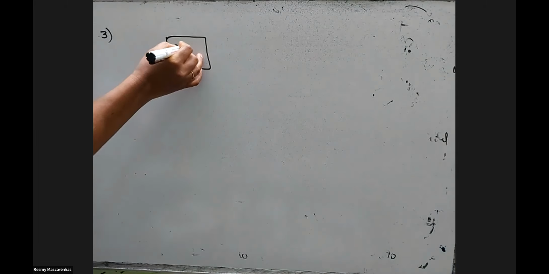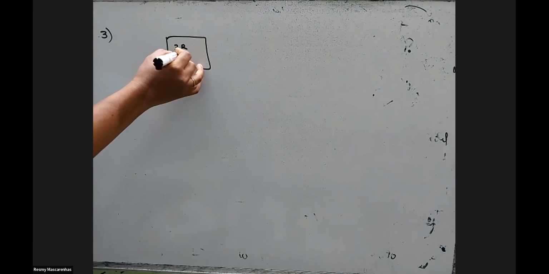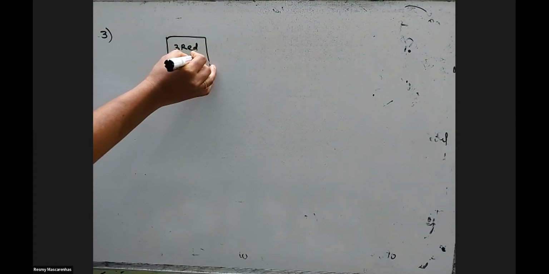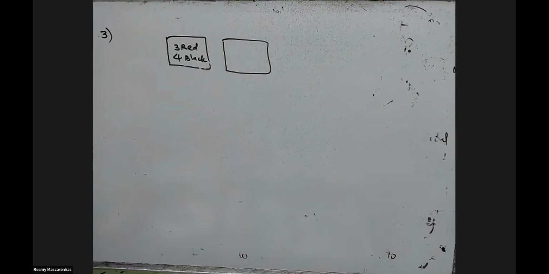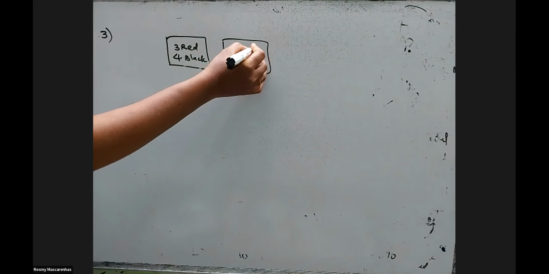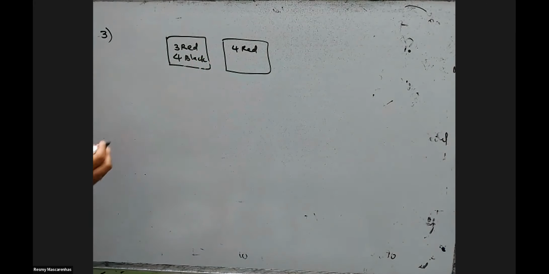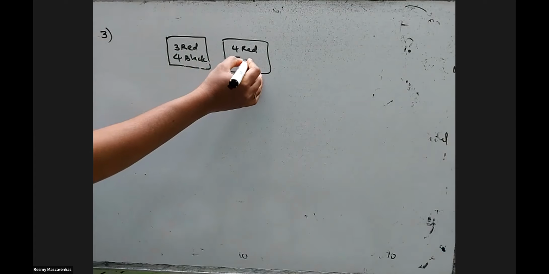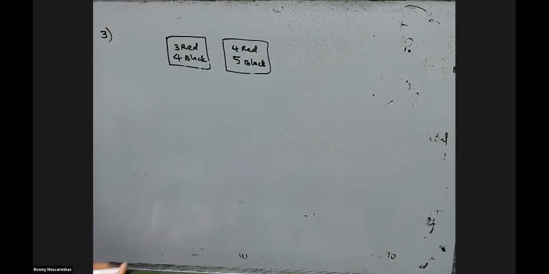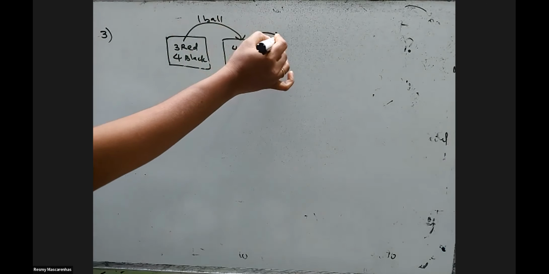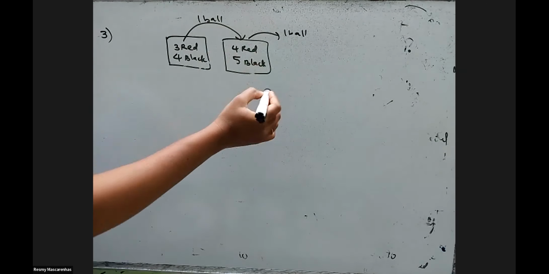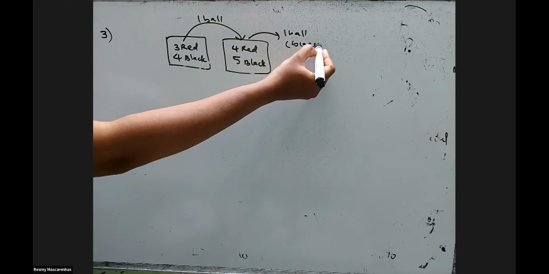3 red. This has 4 black. The other one, bag 2, has 4 red and 5 black. Something has been done. Then one ball is picked. So what are the chances this has to be black?